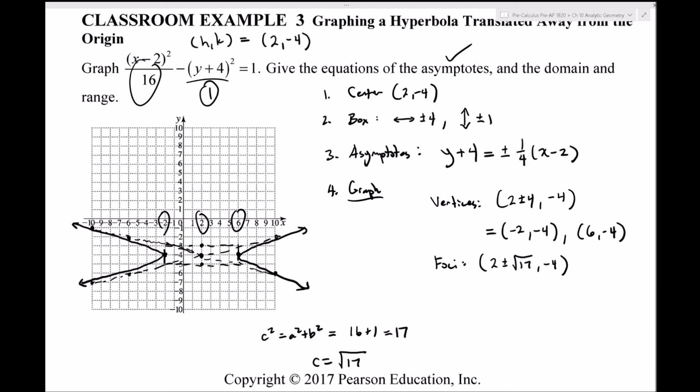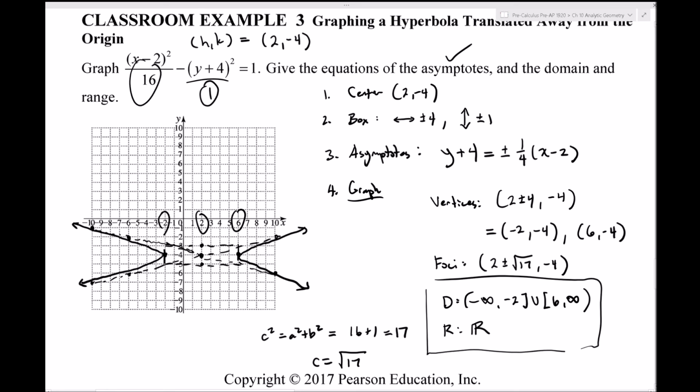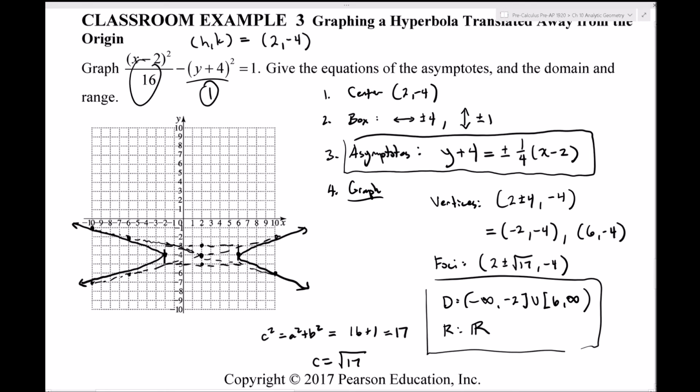What else do they want? Domain and range. Domain: negative infinity to -2, square brackets, union, 6 to infinity. Hopefully that's obvious. Range: all real numbers. I'm going to box everything that they wanted. They wanted the graph, and the graph's there, so I'm not going to box it. I'm going to box the asymptotes, and then the domain and range. I didn't box the stuff that they didn't want.